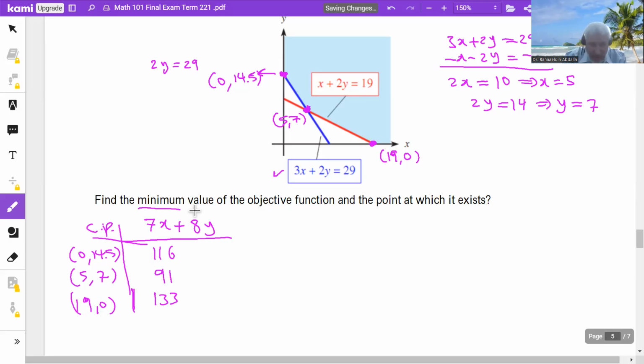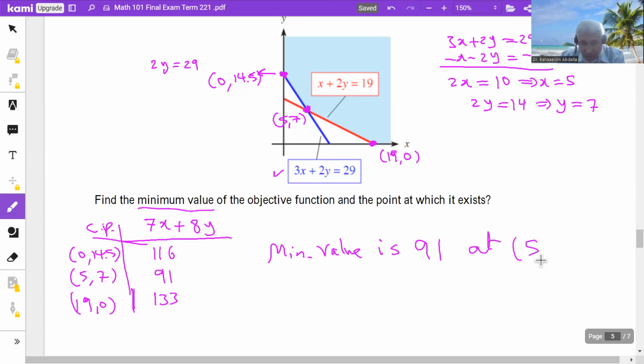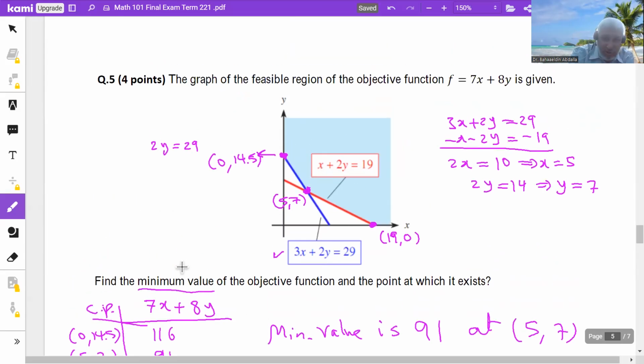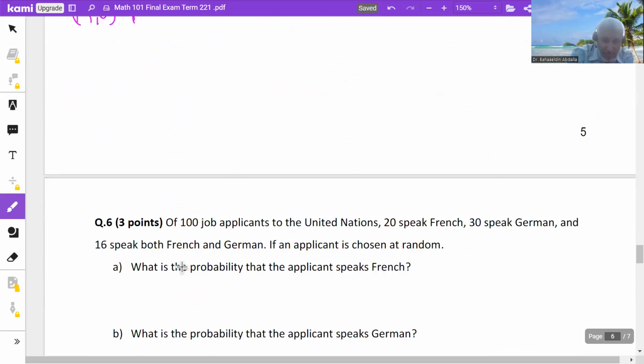What is the minimum value? Well, the minimum value is 91. That's the smallest one. At which point? At the point 5 and 7. So this would be the solution to this problem.